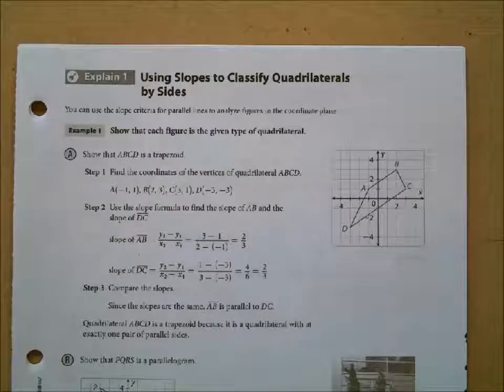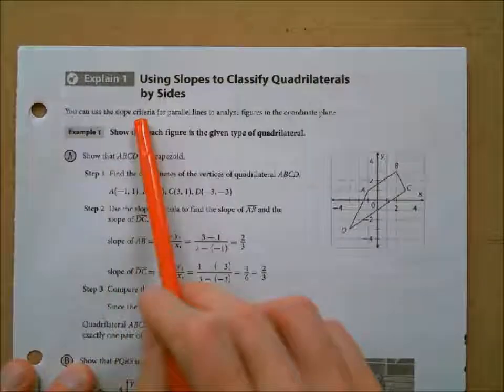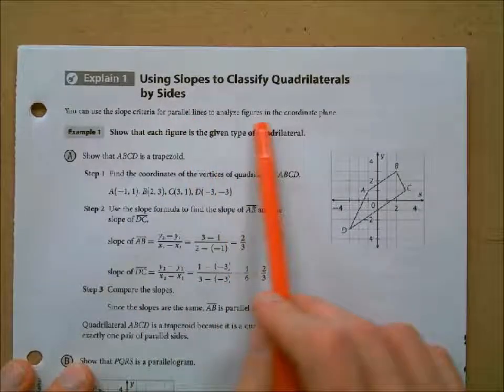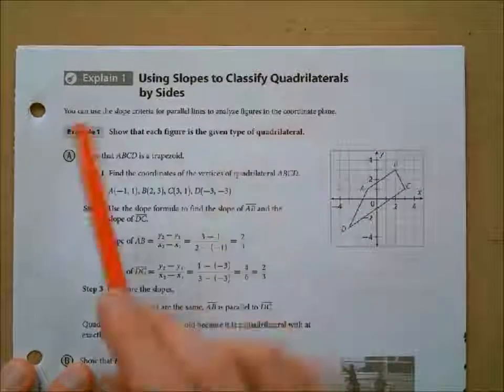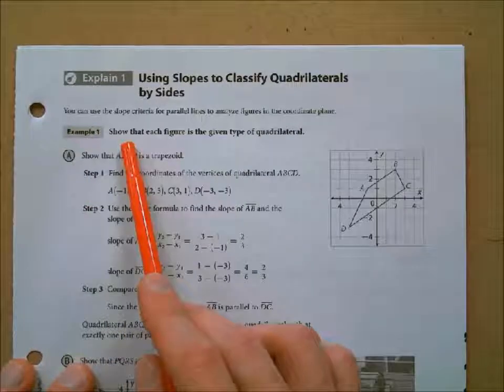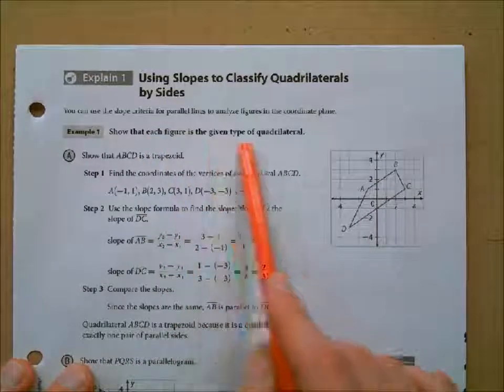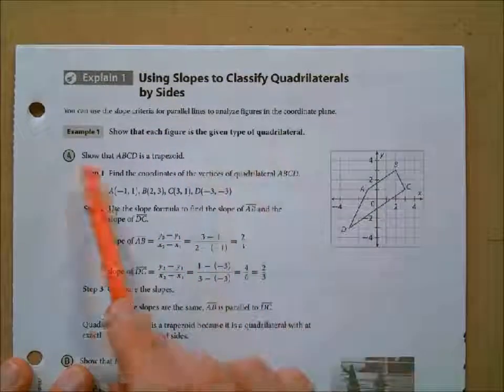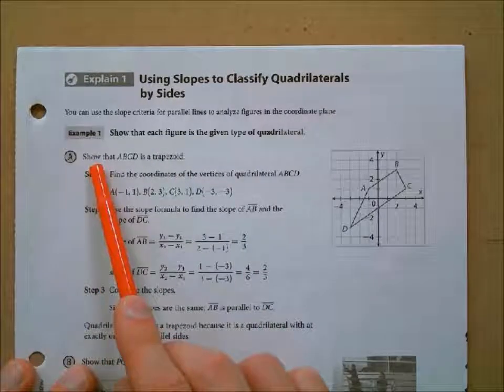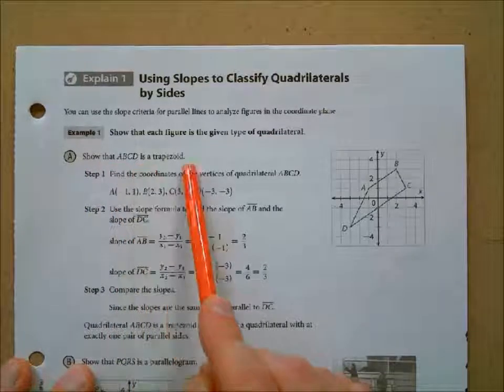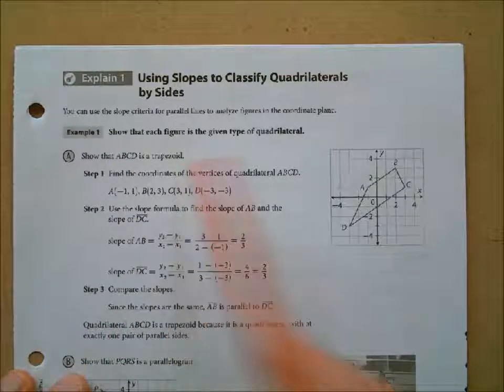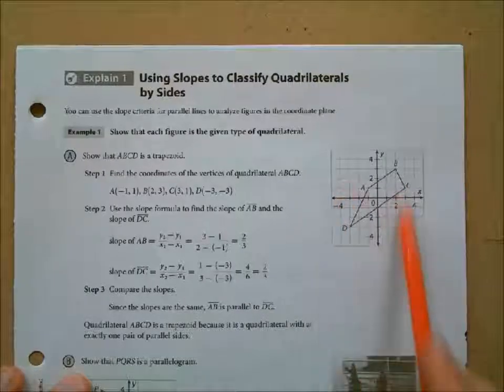So, we can use the slope criteria for parallel lines to analyze figures in the coordinate plane. Example 1 asks us to show that each figure is the given type of quadrilateral. For letter A, we're asked to show that ABCD is a trapezoid. So, this quadrilateral here, we're meant to show that this shape is a trapezoid.